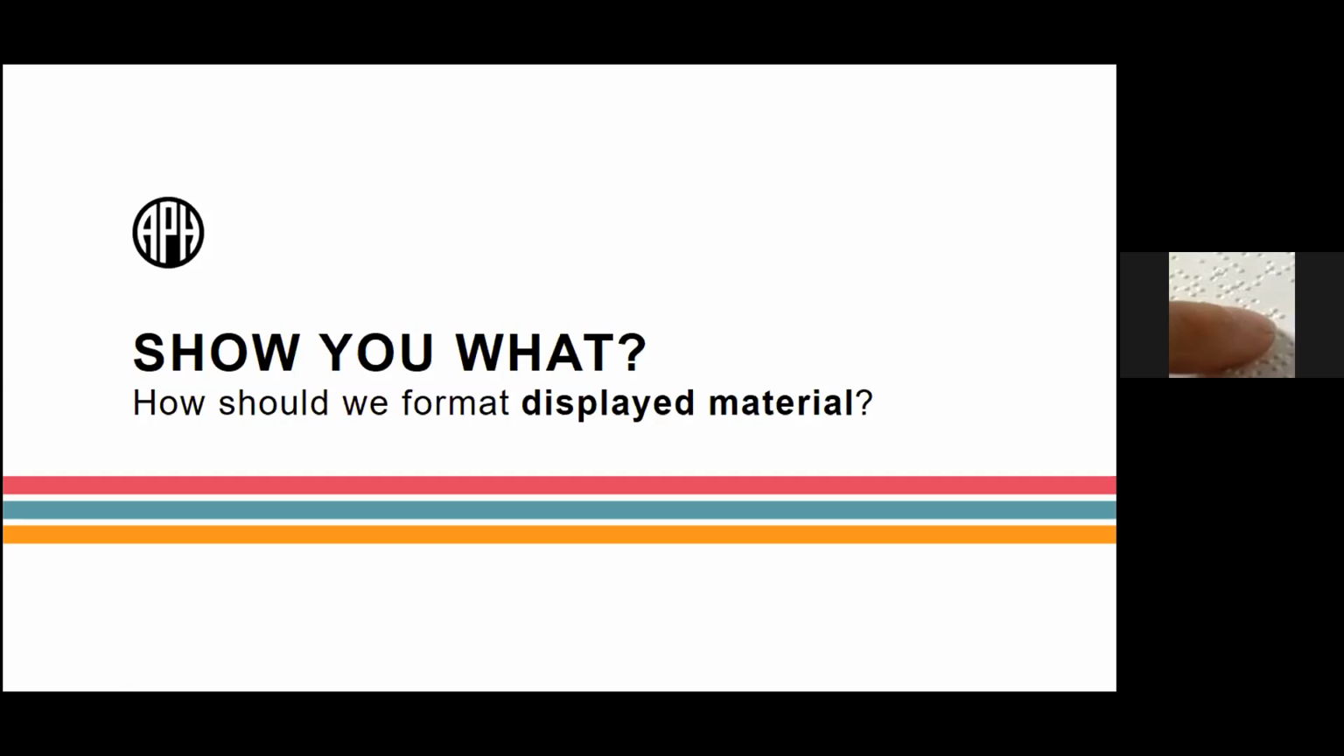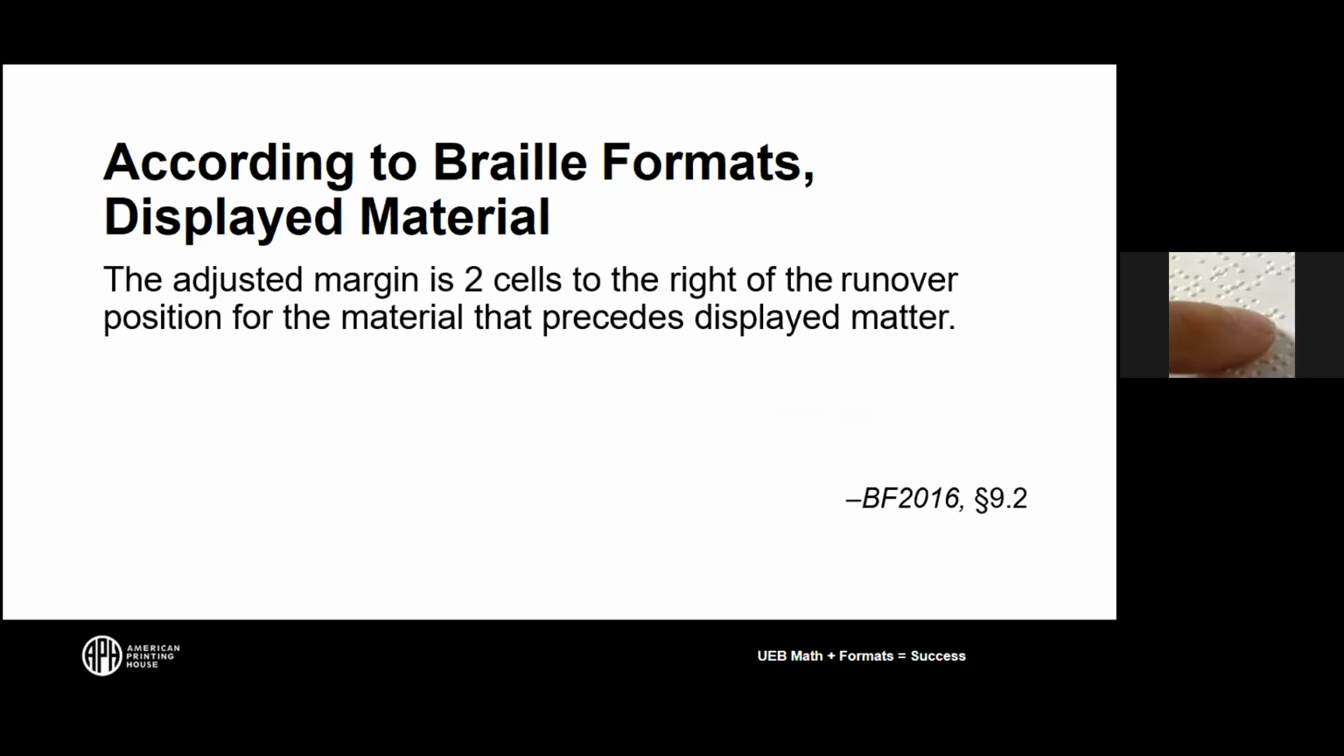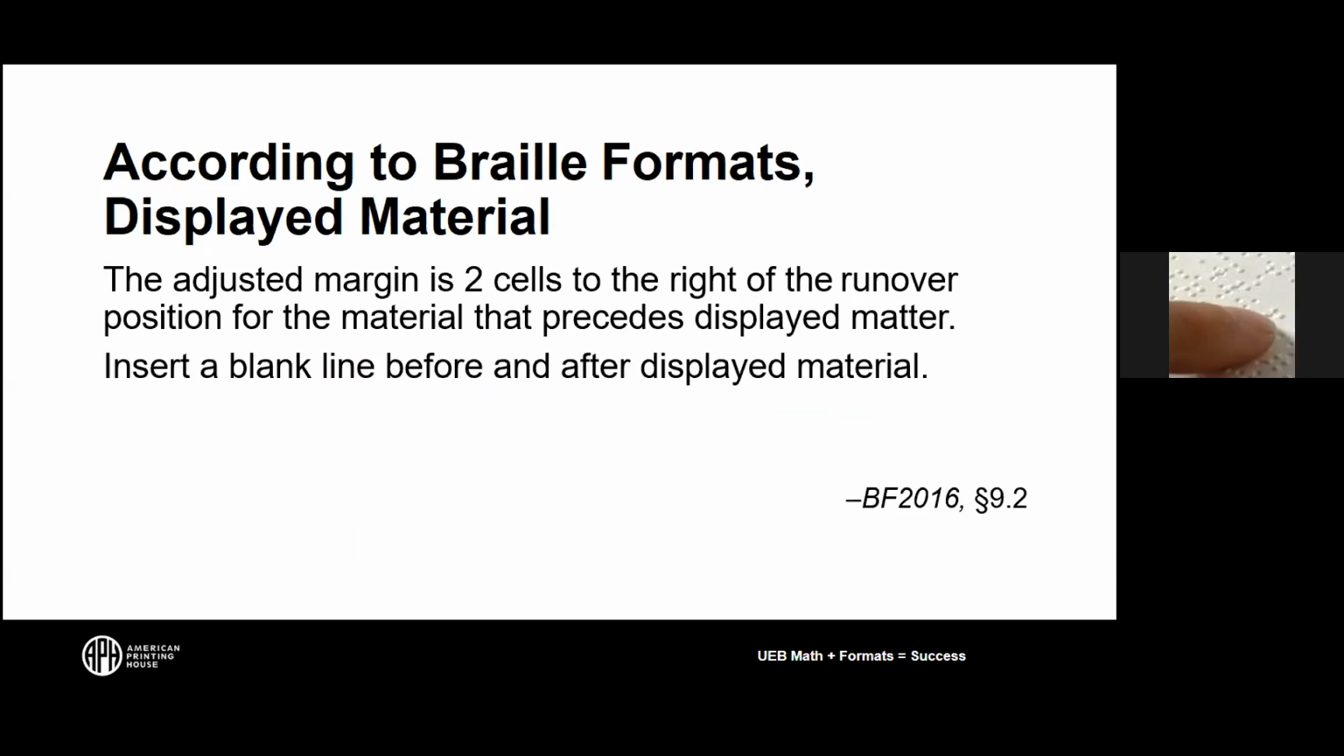The question is, how should we format displayed material? The answer is according to Braille Formats. So Braille Formats tells us about displayed material that the adjusted margin is 2 cells to the right of the runover position for the material that precedes displayed matter. I'm pushing up my nerd glasses with that phrasing. We'll come back to that. We do insert a blank line, so a blank Braille line before and after displayed material.